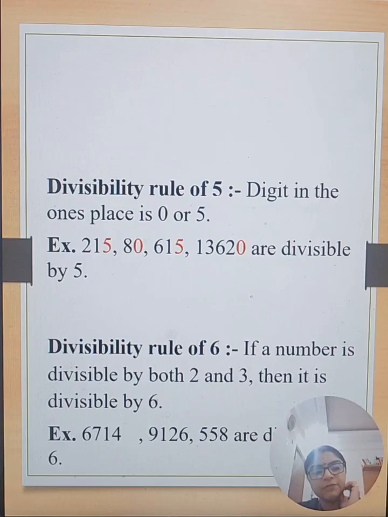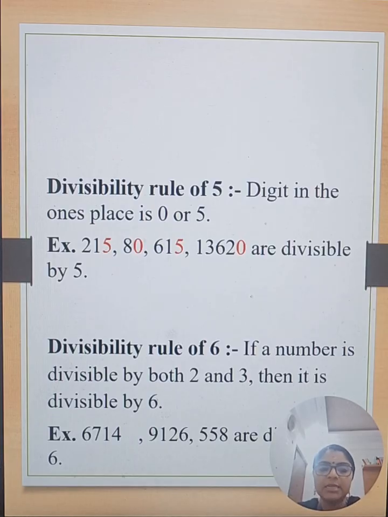For example, they have given a few numbers. The first example I am taking is 6714. It is divisible by 2 and also by 3. So we can tell the entire number is divisible by 6. In order to check divisibility by 6, you have to check that the given number is divisible by 2 and 3. If it is divisible only by 2 but not 3, we can't tell it is divisible by 6. If it is divisible by both 2 and 3, then surely it is divisible by 6 also.